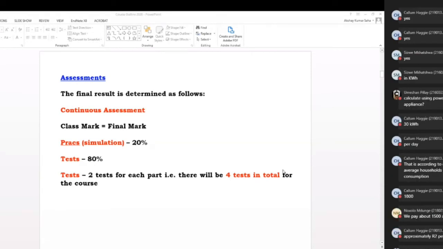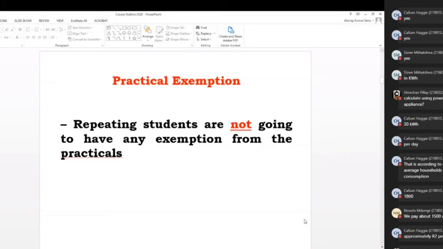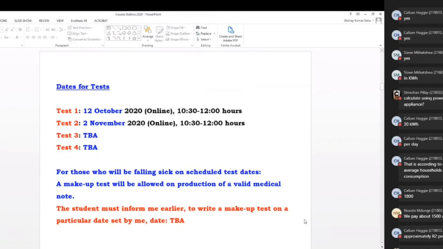Let me go to the next one. Now, practical: we don't have any exemption in this module. Meaning what? If you did this same module for Systems 1 last year, and if you passed the practicals, and now you are re-registering for this module this year and you want to get an exemption, no, we don't have that. You have to redo. Meaning this year you'll have to do the simulation study and get a pass. So there is no exemption from the practical in this module.